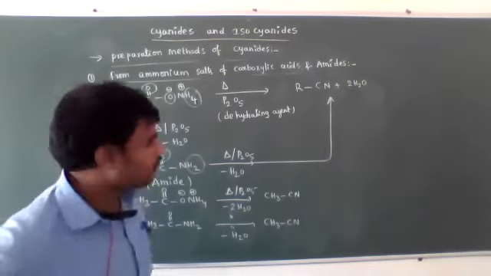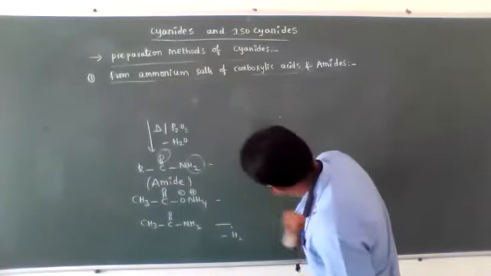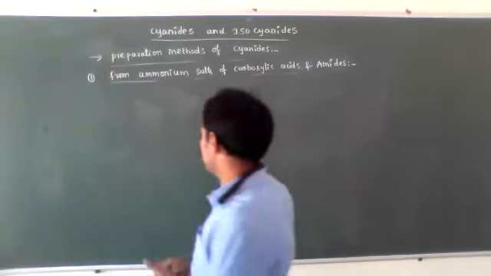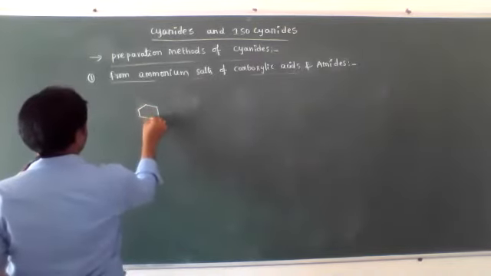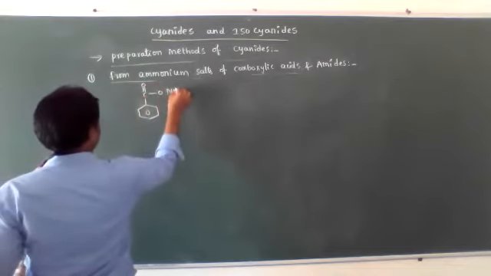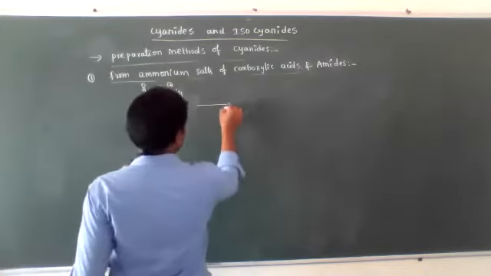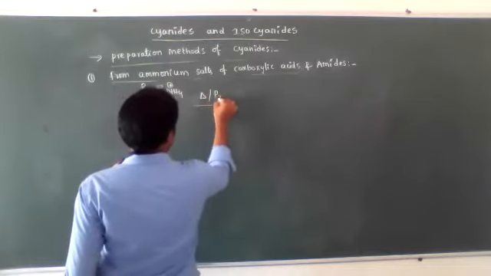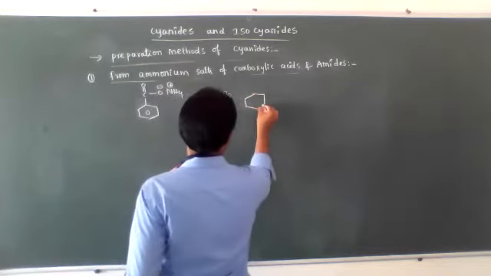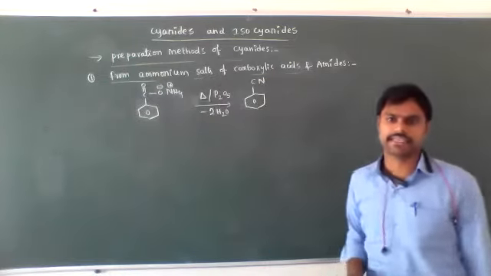For example, aromatic compound we want, aromatic cyanides or phenyl cyanide we want. What we need to do? Benzoic acid salt you take, or benzamide you take. Ammonium salt of benzoic acid on heating, loss of two water molecules, then we are getting C6H5CN, phenyl cyanide we are getting.